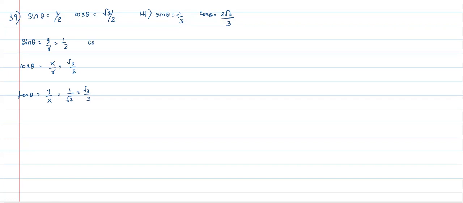Cosecant theta is 2 over 1. Secant theta is 2 over root 3 or 2 root 3 over 3. Cotangent theta is 3 over root 3, which is 3.